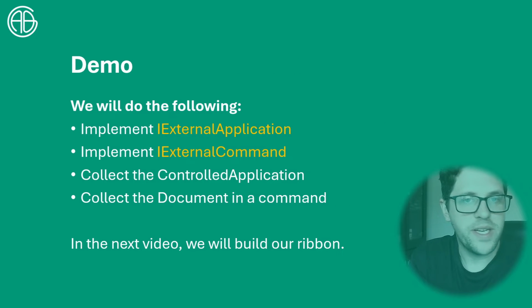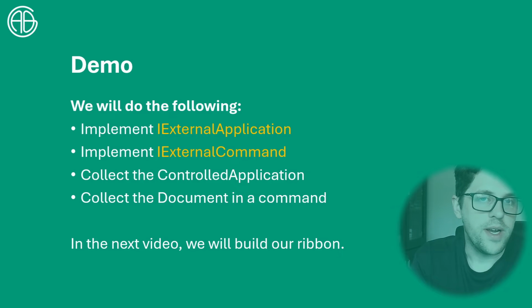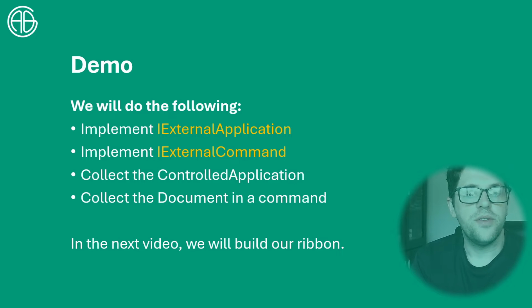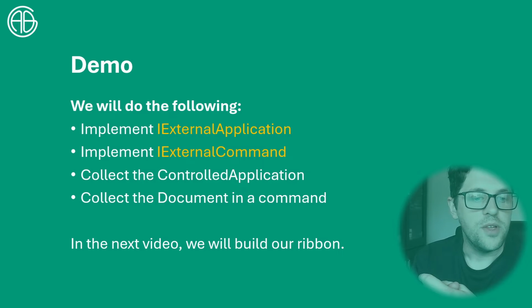So we're going to do a quick demonstration. This is a fairly quick video today because this is quite an important little step to take in making your add-in more closely resemble a typical one. But we're firstly going to be implementing the IExternalApplication interface to get the startup and the shutdown method of the Revit application. We're also going to be using the IExternalCommand interface to set up a basic command that we can eventually assign to a button on a ribbon that we create.